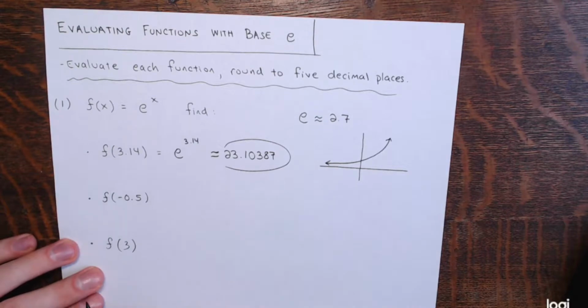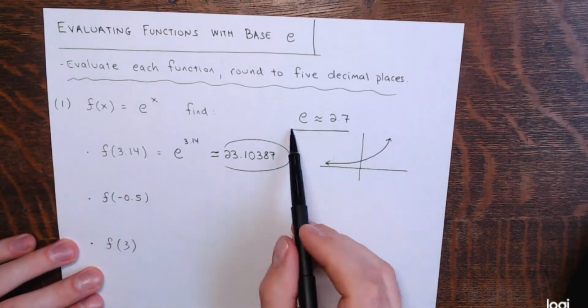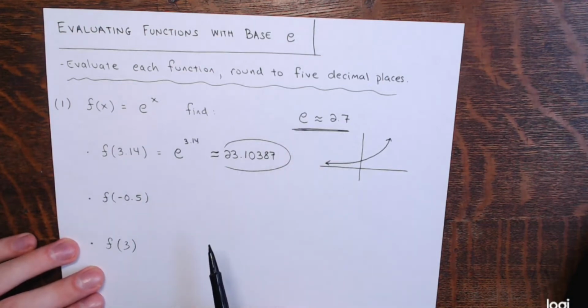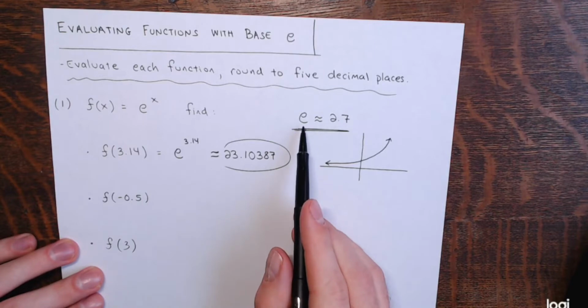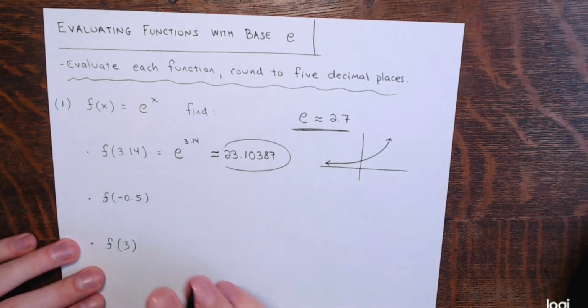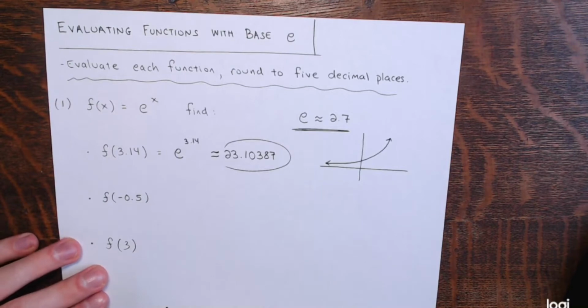And that is all we're asked to do. Very simple. So please just know this, at least from this video, that e is about 2.7. And whenever you see this special number e, just know that it's about 2.7. That's really all I'm caring about from you at this moment.